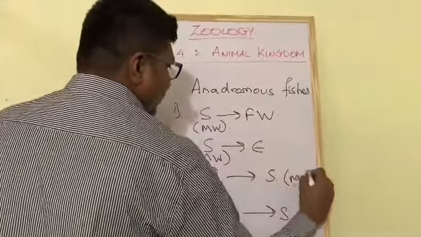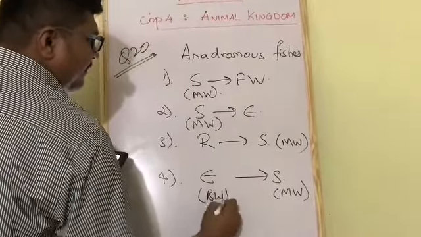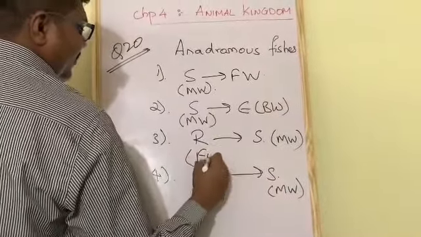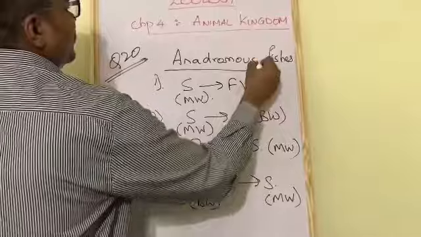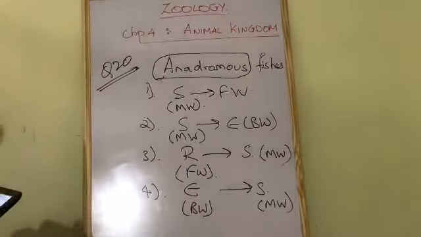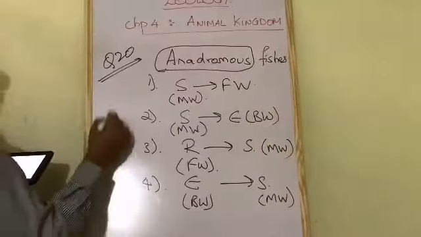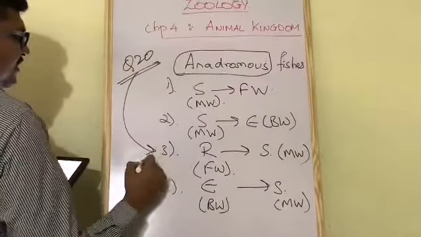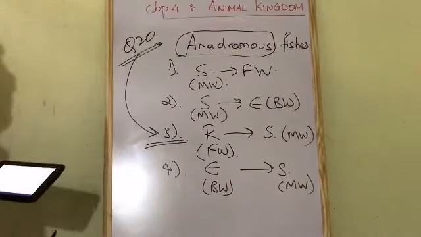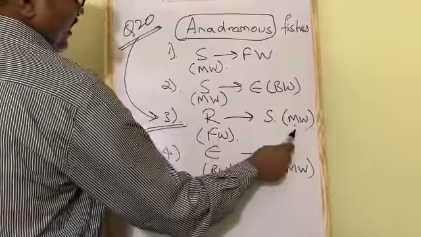All this is marine water. Estuary is brackish water, and river is fresh water. Now, you need to understand the meaning of anadromous fish. Anadromous fishes are those which migrate from fresh water to marine water. According to that, for question number 20, the answer is option number 3, because it says the movement of fishes from river to sea. That means the movement from fresh water to marine water.